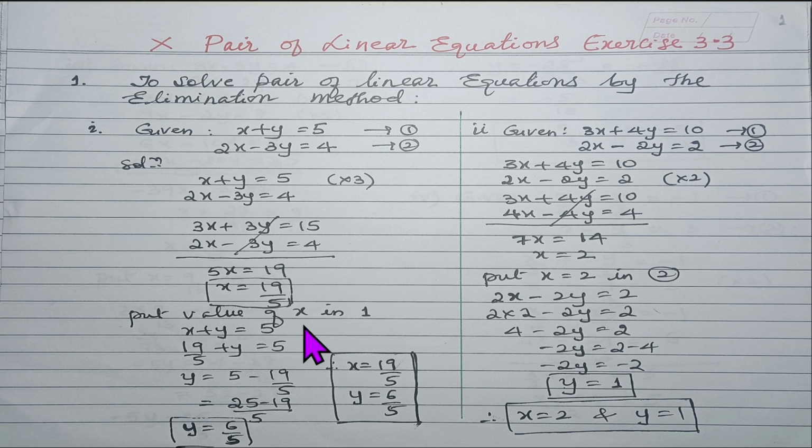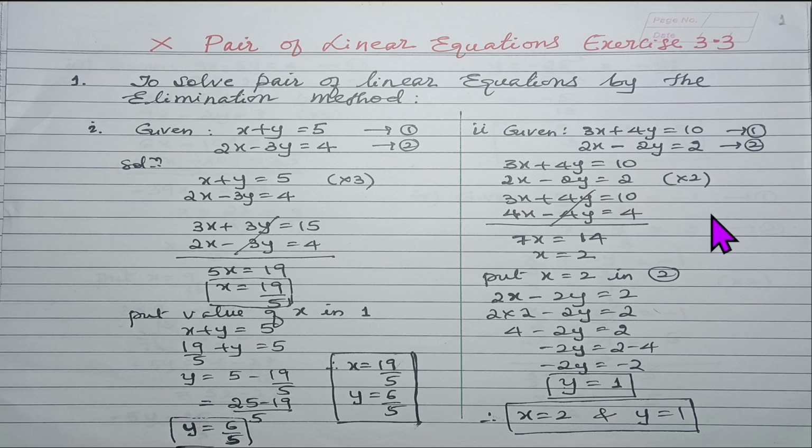Now put the value of x in one of the equations. I have put it in equation number 1. So x plus y equal to 5, 19 by 5 plus y equal to 5, y equal to 5 minus 19 by 5, 25 minus 19 by 5, y is equal to 6 by 5. So we have got the value of x as 19 by 5 and the value of y as 6 by 5. Simple method. It is a method which is much easier than the substitution method. So try to remember that.